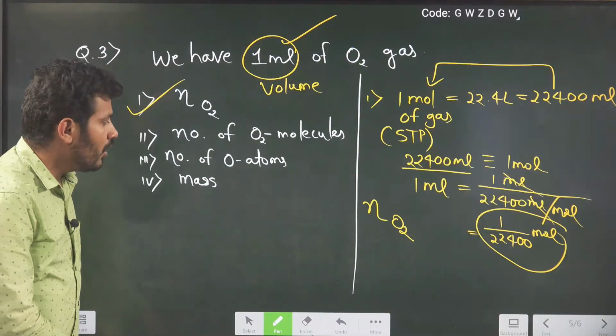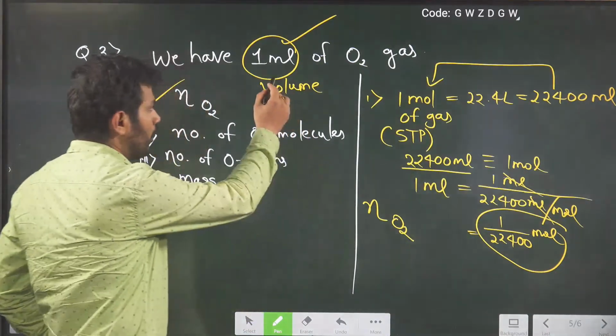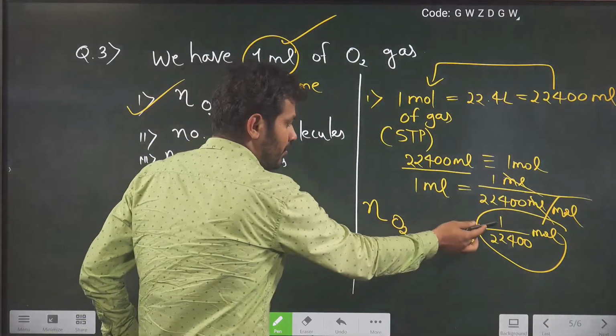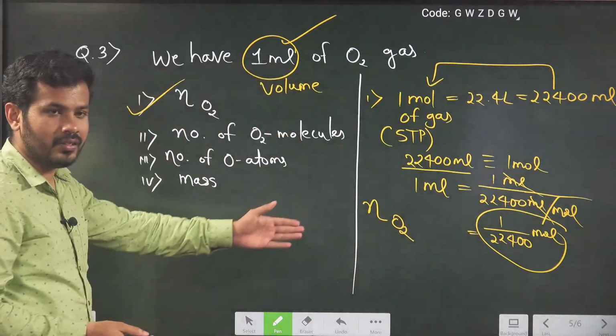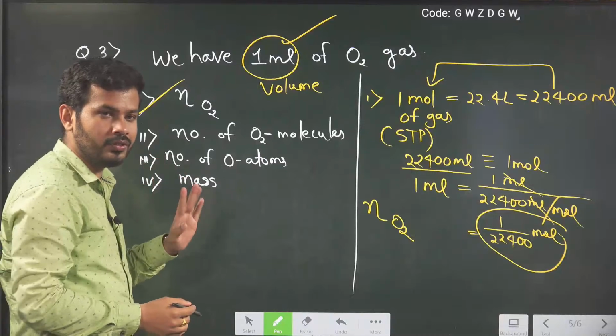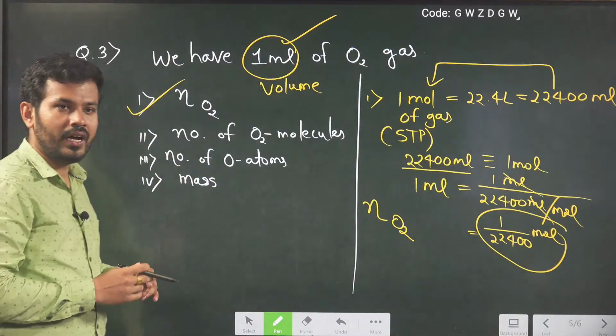Now you see, they have given the volume and we have used the formula given volume by molar volume. That is the way we have got the number of moles. And I can explain it in detail.